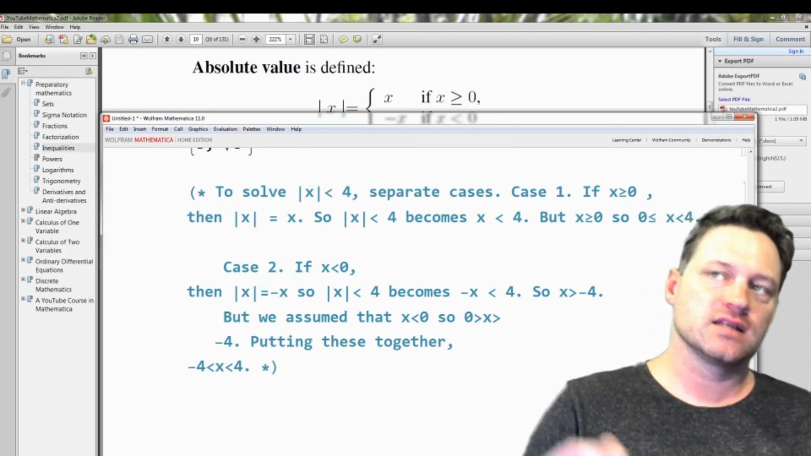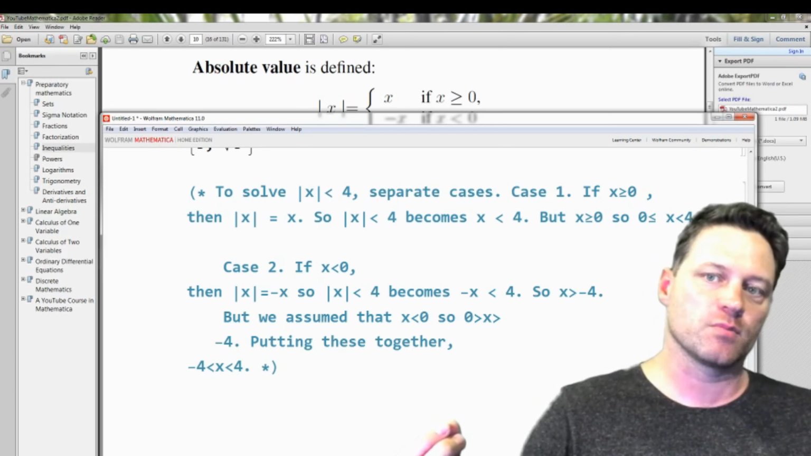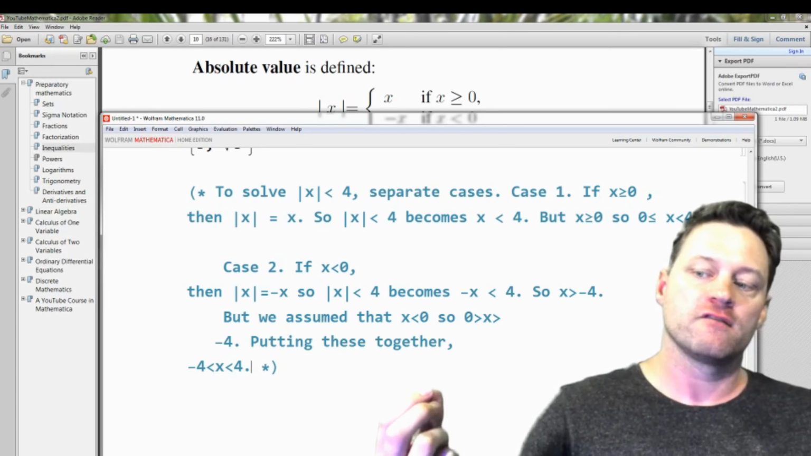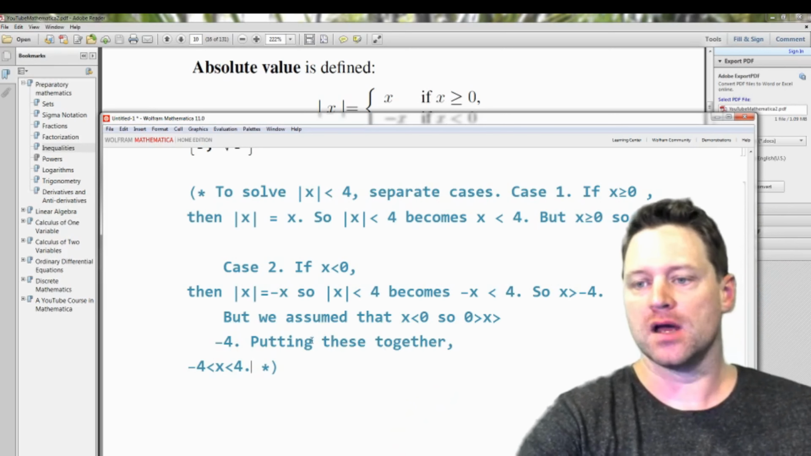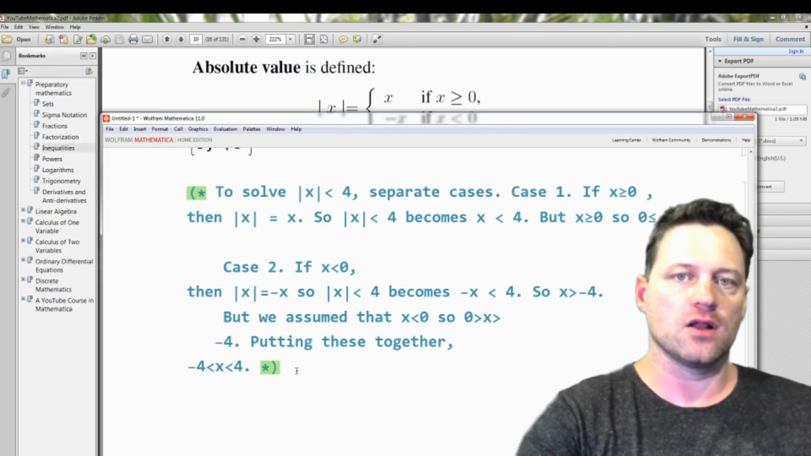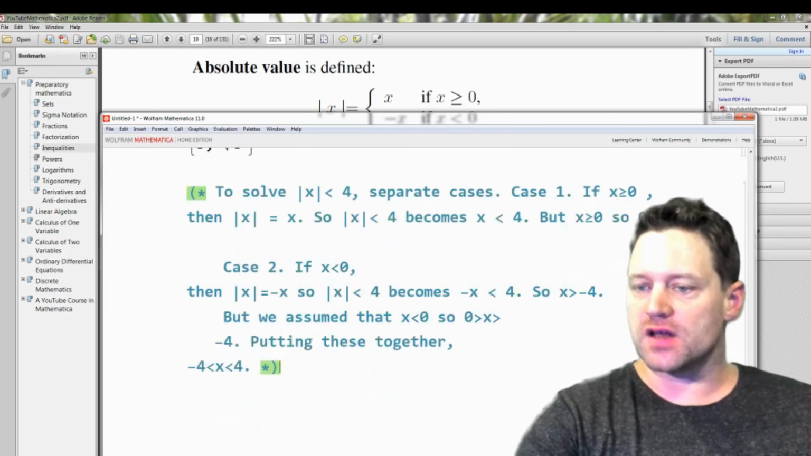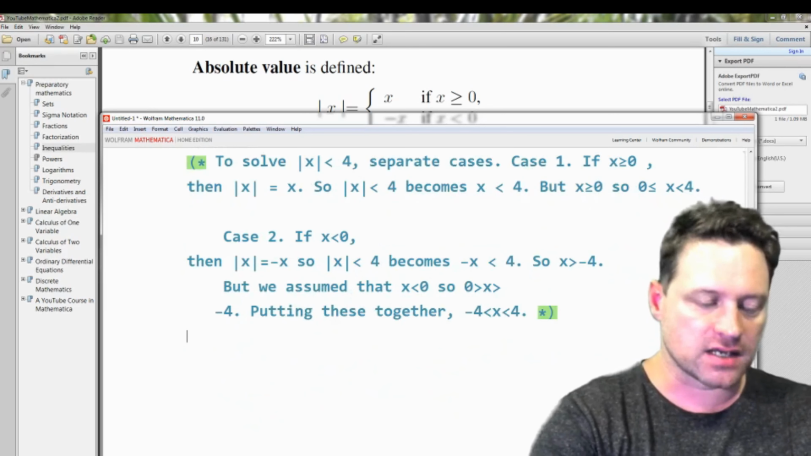That would say that the distance of the point on the number line from the origin is less than 4, and this is exactly what we should get. All right, so that's how to think about it logically. Now that we've done that, let's ask Mathematica to solve this.